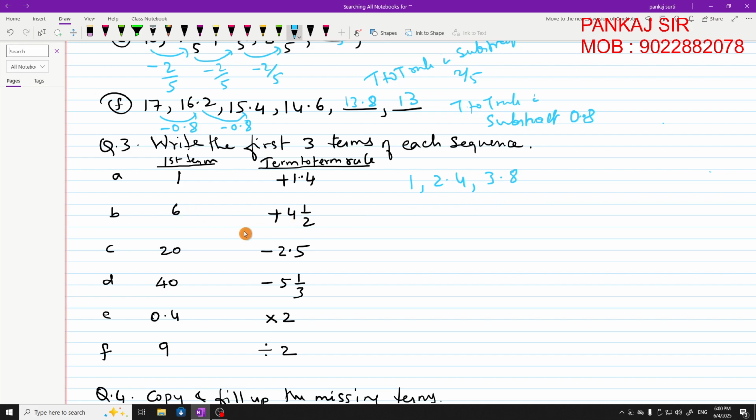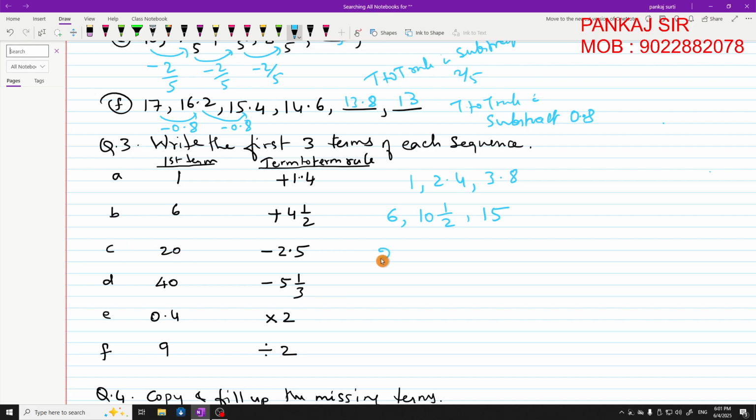Now for B, the first term is 6, so I will take it as the first term itself. Then to 6, you have to add 4.5. So 6 plus 4.5 is 10.5. So this is the second term. To this 10.5, again I will have to add 4.5. So 10.5 plus 4.5 will be 10 plus 4, 14, and half plus half, 1, so 15. So these are the first three terms, 6, 10.5, and 15.